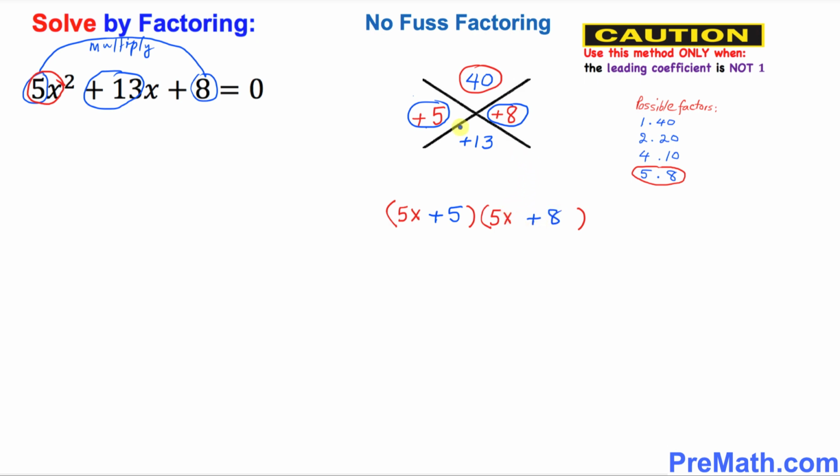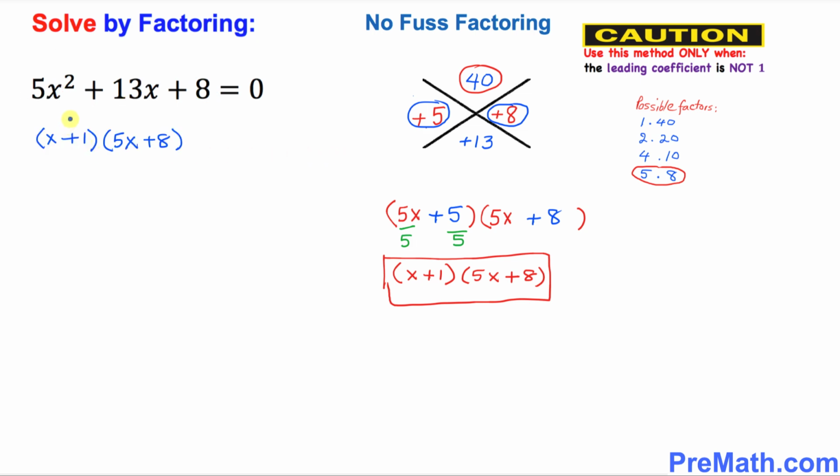All right. Now, the next step is, I want you to look at your first parentheses. Do you see anything in common between them? Of course, both are divisible by 5. I want you to divide both sides by 5. So this 5 and 5 cancels out. So you got simply x plus 1. And in the second parentheses, you can see there's nothing in common. So don't worry about that. Just leave it as it is, 5x plus 8. So these are our factors for this given quadratic function.